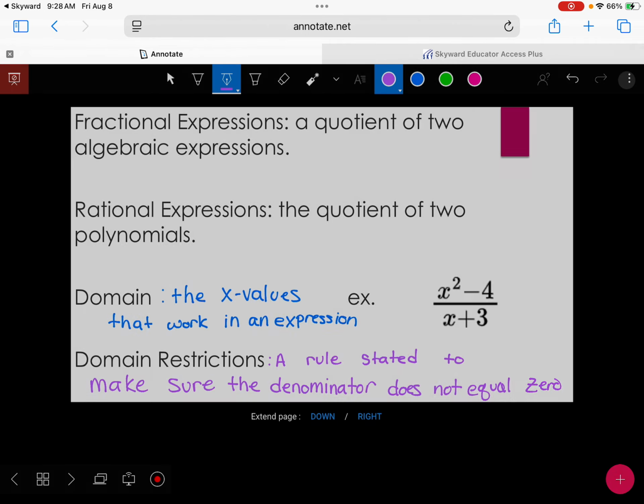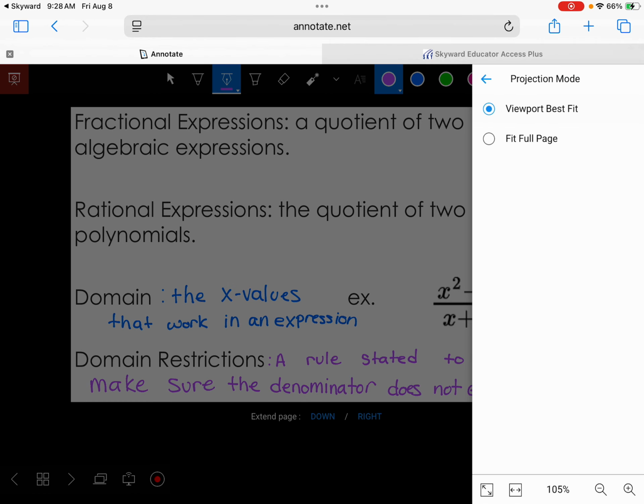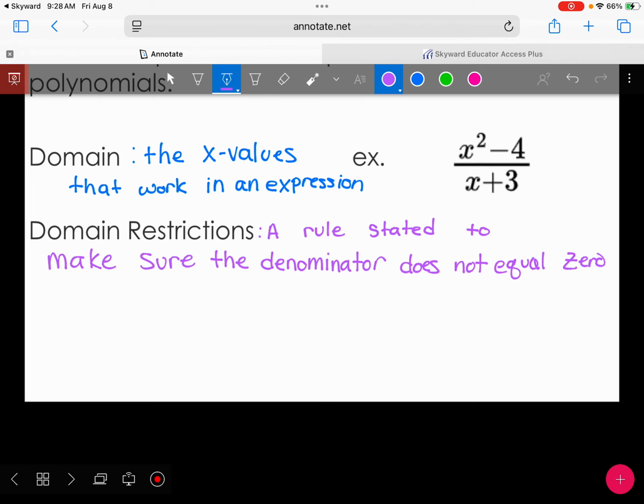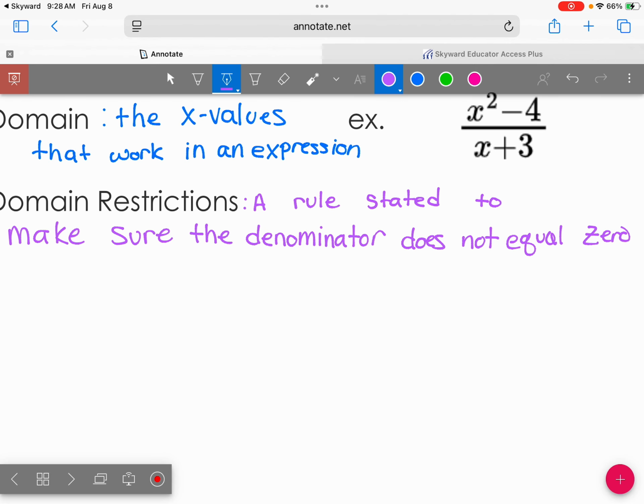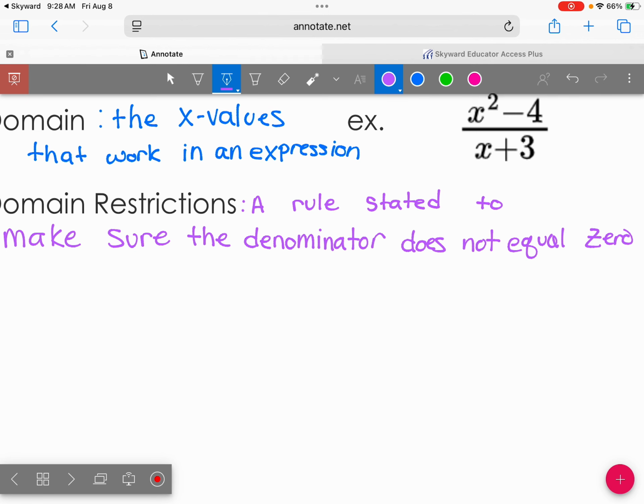I'm going to zoom it up just a little bit because I know for my people in the back this is a little difficult to see. There we go. So those are the pieces that I wrote in. So if we look at this little one right here, we've got x squared minus 4 over x plus 3. What value of x would make my denominator 0? Negative 3.